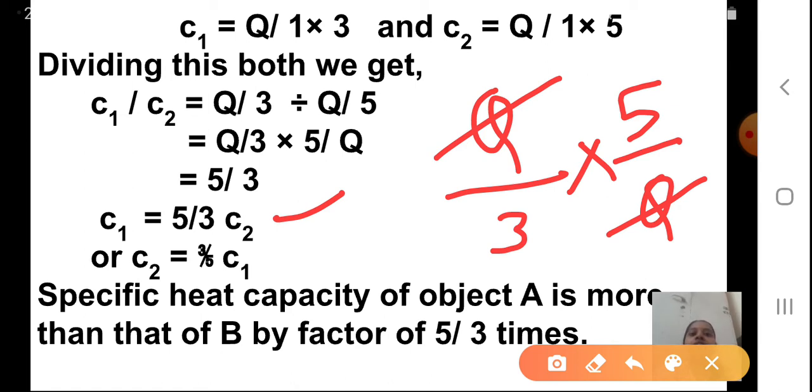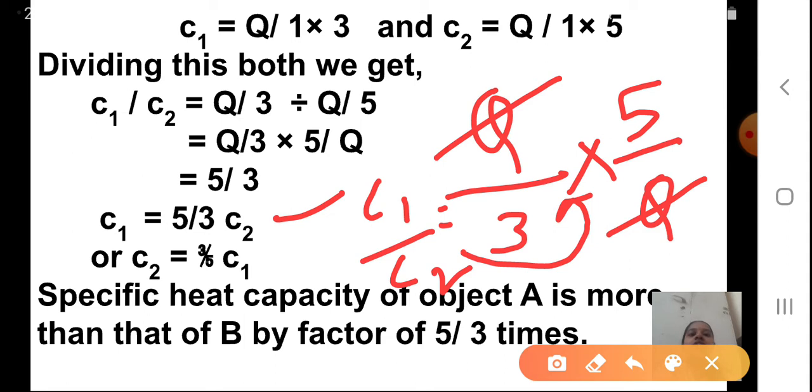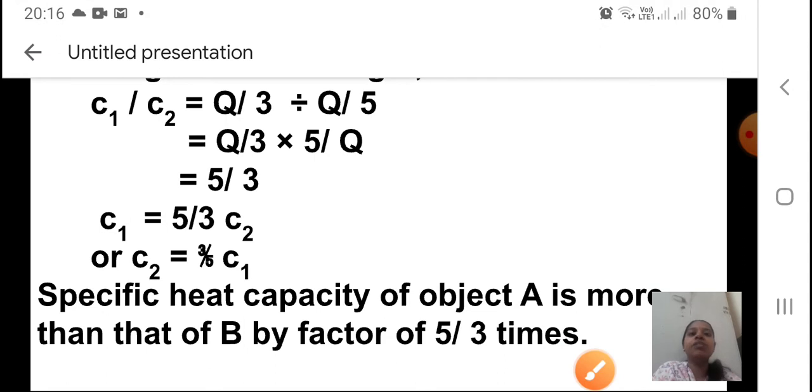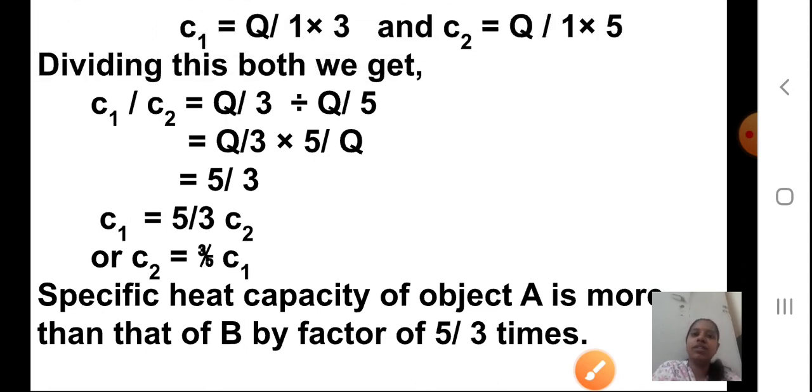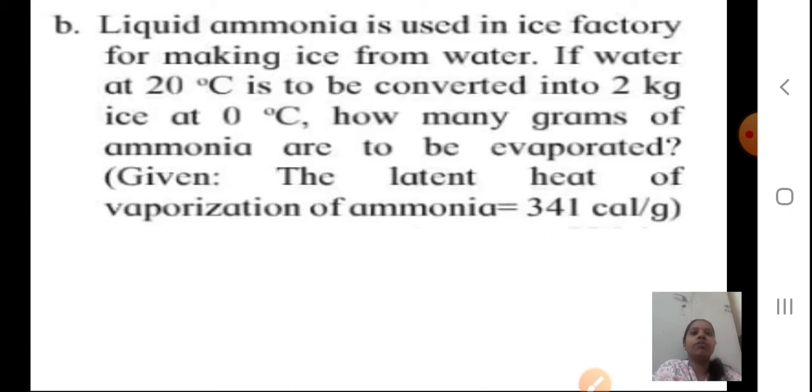How did C1 become 5 upon 3 C2? Because C1 upon C2 has the value 5 upon 3. So if this goes across, C1 is equal to 5 upon 3 C2, or C2 is equal to 3 upon 5 C1. C1 was of A, so the specific heat capacity of object A is more, by a factor of 5 upon 3 times. I hope the sum is clear to you. Now we will see the next one.